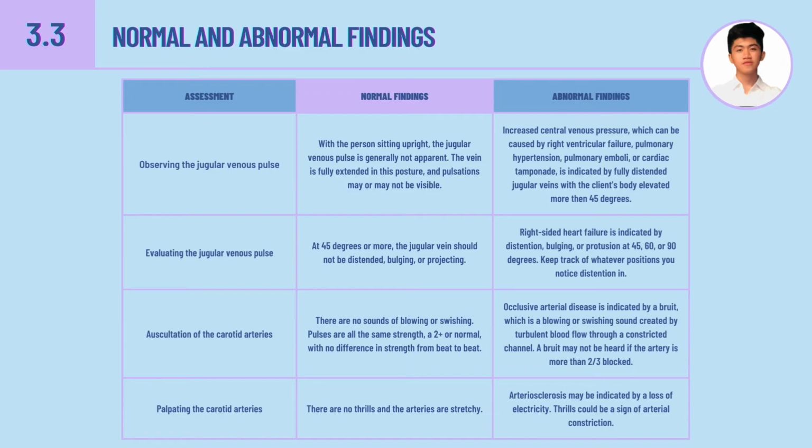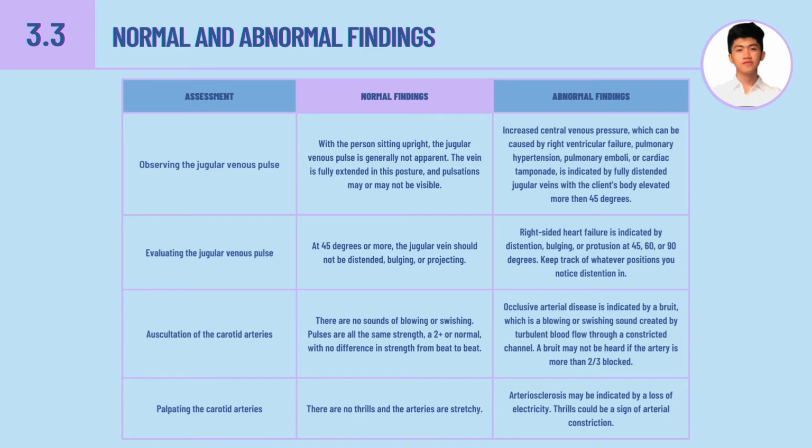In evaluating the jugular venous pulse, the normal finding at 45 degrees or more is that the jugular vein should not be distended, bulging, or projecting. The abnormal finding is right-sided heart failure, indicated by distension, bulging, or protrusion at 45, 60, or 90 degrees. Keep track of whatever positions you notice distension in.